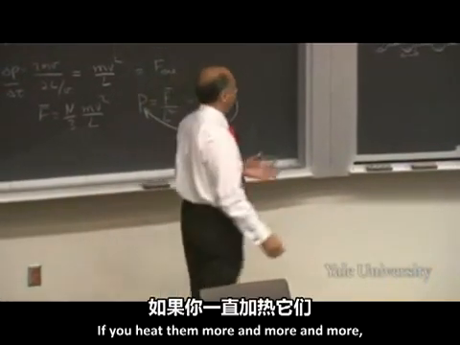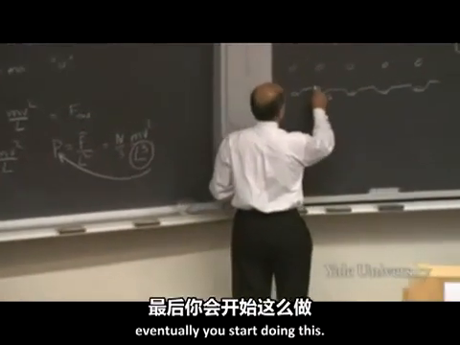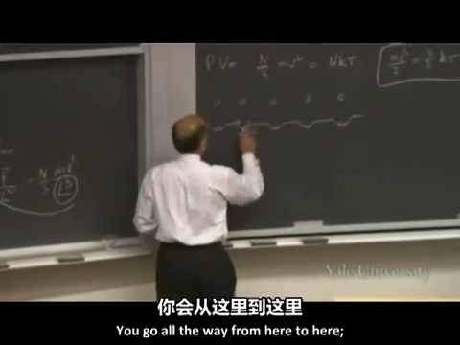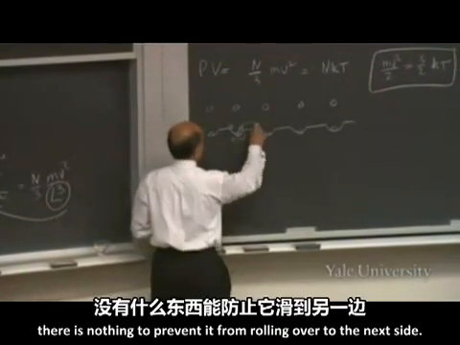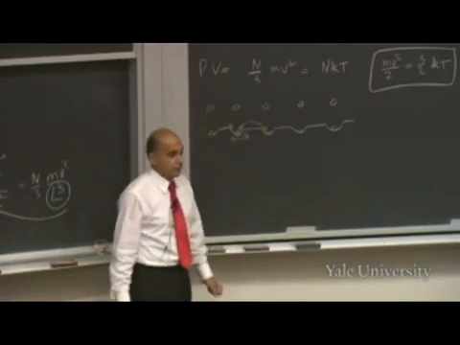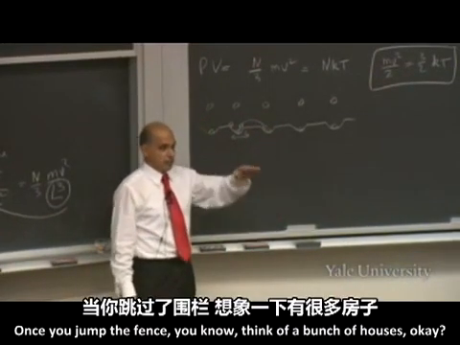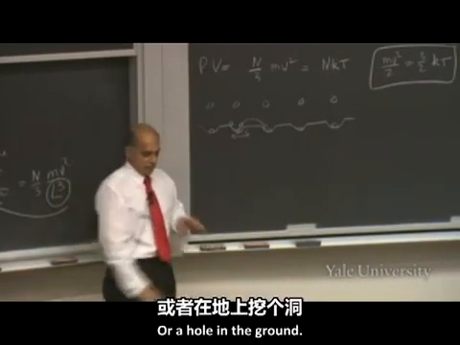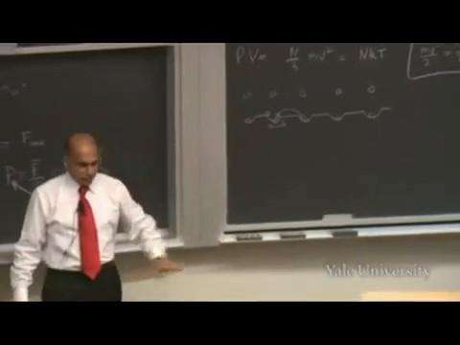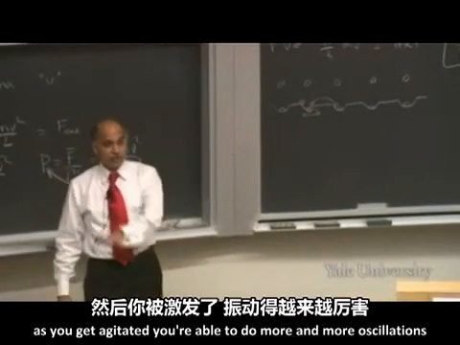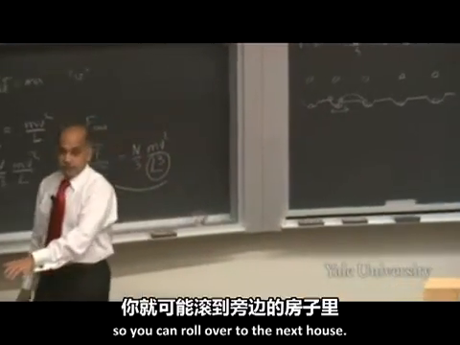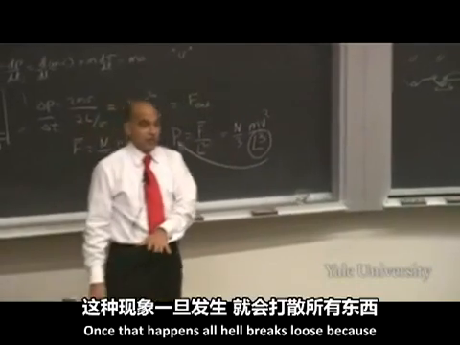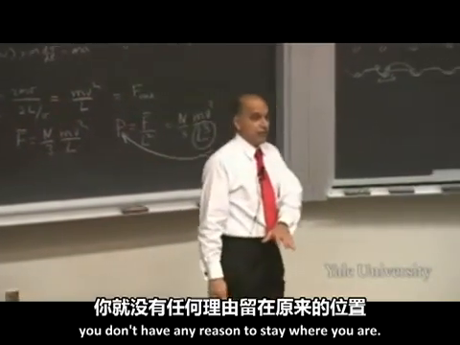If you heat them more and more and more, eventually you start doing this. You go all the way from here to here. There is nothing to prevent you from rolling over to the next side. Once you jump the fence, think of a bunch of houses, all holes in the ground. You're living in a hole in the ground. As you get agitated, you're able to do more and more oscillations till you can roll over to the next house. Once that happens, all hell breaks loose because you don't have any reason to stay where you are.